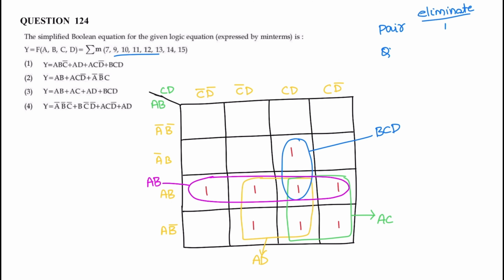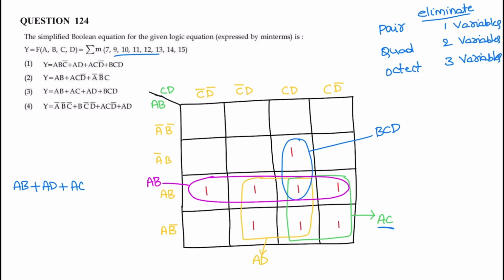A pair eliminates one variable, a quad eliminates two variables, and similarly an octet eliminates three variables. So it is a four variable K-map. In a quad, two variables are eliminated and it consists of only two variables. The final resultant expression after simplification is AB plus AD plus AC plus BCD. For one group it is AB, for this quad it is AD, for this group it is AC, and for this pair it is BCD. The final answer is the simplified expression Y = AB + AD + AC + BCD.